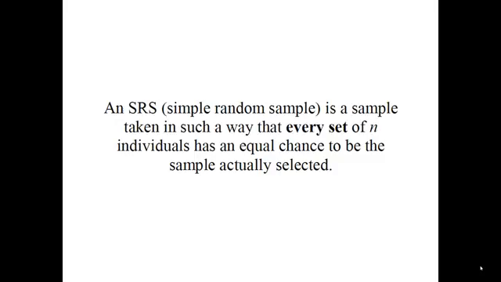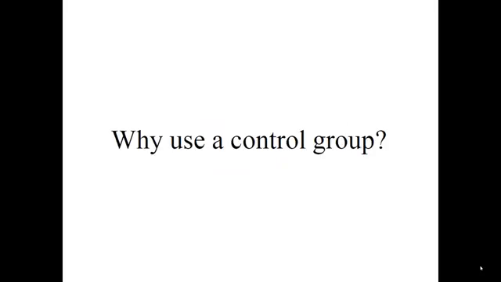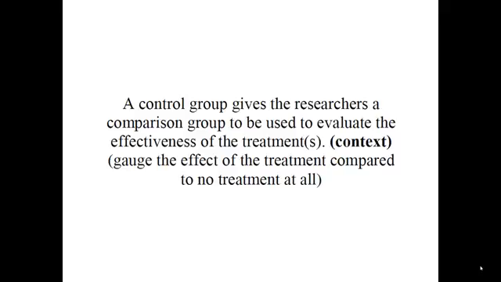SRS. An SRS, a simple random sample, is a sample taken in such a way that every set of n individuals has an equal chance to be the sample actually selected. Why use a control group? A control group gives the researchers a comparison group to be used to evaluate the effectiveness of the treatments. In context, gauge the effect of the treatment compared to no treatment at all.